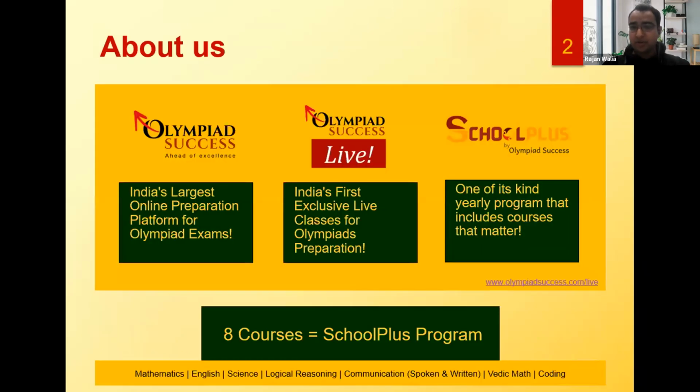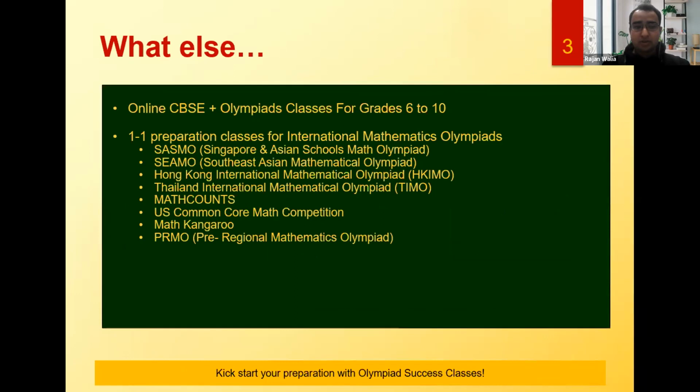Olympiad Success is India's largest online preparation platform for Olympiad exams. We have Olympiad Live Access and we also have the School Plus program. In the School Plus program, we offer 8 courses: mathematics, English, science, logical reasoning, communication (spoken and written both), Vedic maths as well as coding. We also offer online CBSE plus Olympiad for grades 6 to 10 and one-on-one preparation classes for International Mathematics Olympiads like SESMO, CMO, HKIMO, TIMO, Math Count, US Math Competition, Math Kangaroo, and also PRMO.